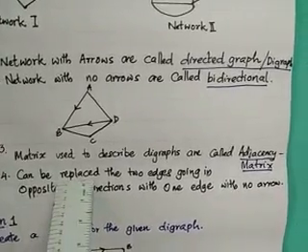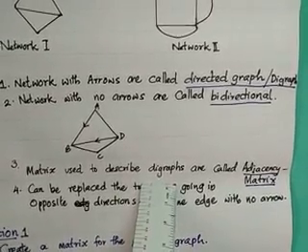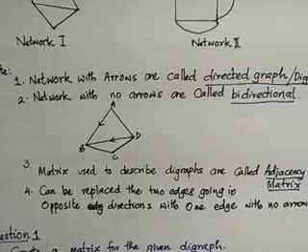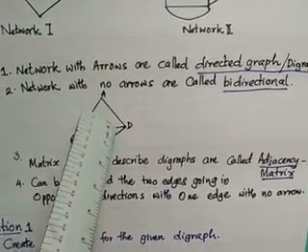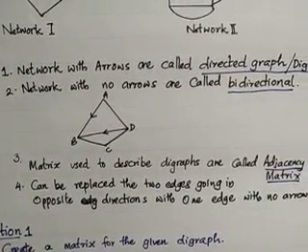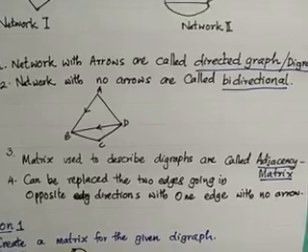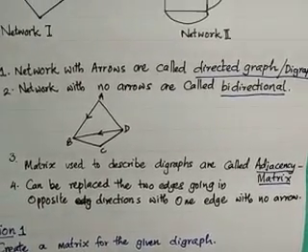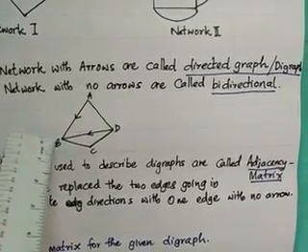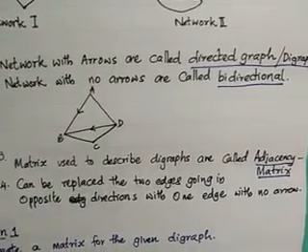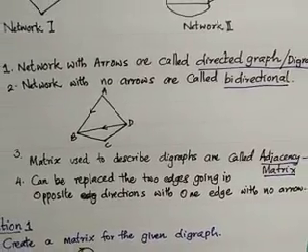Then the third point is that the matrix used to describe digraphs is called an adjacency matrix, which means this given digraph can be changed into an adjacency matrix. I will give you one example below of how to convert an adjacency matrix into a digraph, as well as how to convert a digraph into an adjacency matrix.